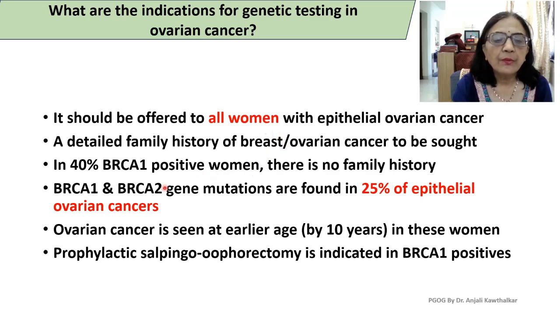That is the concept. BRCA1, BRCA2 gene mutations are found in 25% of epithelial ovarian cancers. Ovarian cancers occur at an earlier age in these women. The age is younger by 10 years. Prophylactic salpingo-oophorectomy is indicated whenever there is a BRCA gene mutation positive carrier, especially in BRCA1. The risk of development of malignancy is greater as compared to BRCA2 gene mutations.